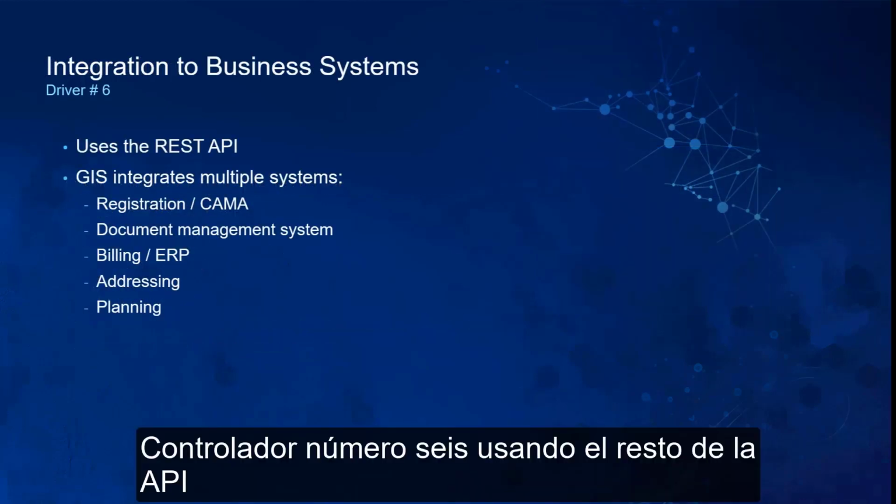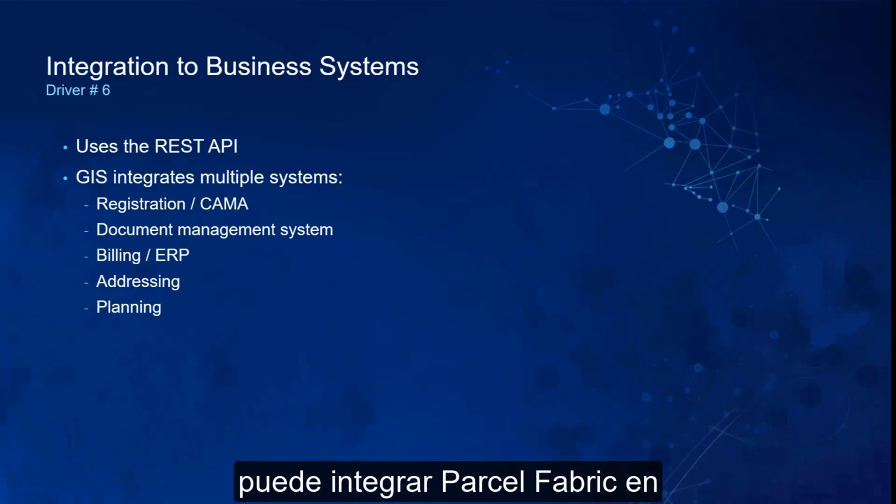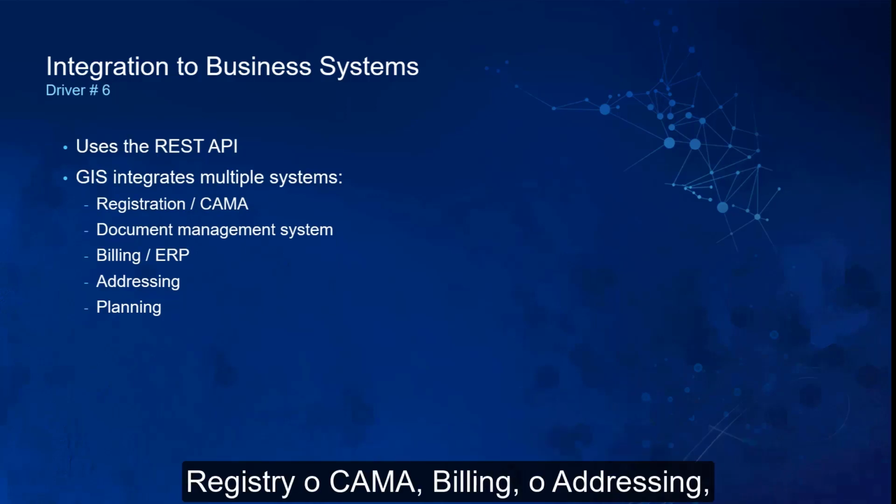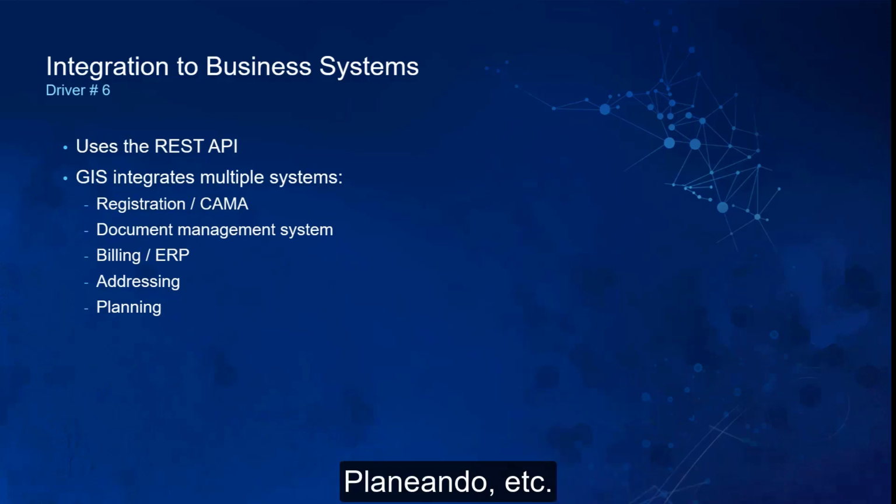Driver number 6. Using the REST API, you can integrate the Parcel Fabric into other systems that you may have, like registry or CAMA or billing, addressing, planning, maybe permitting, other things like that.